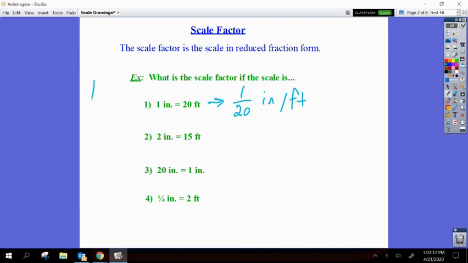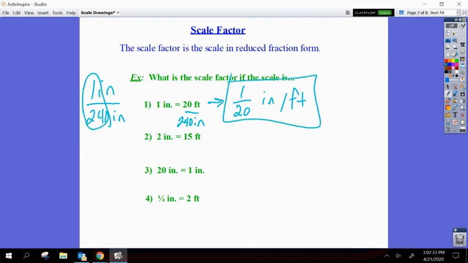Like for me, I would say 1 inch is 1 inch. But I know that 20 feet is actually 20 times 12, or 240 inches. So now I have 240 inches, which is the same as 20 feet. I haven't changed anything, I just converted it. So the scale for me would be 1 over 240. Now you may see it written as just as simple as that, which means this would be 2 to 15 inches per foot.